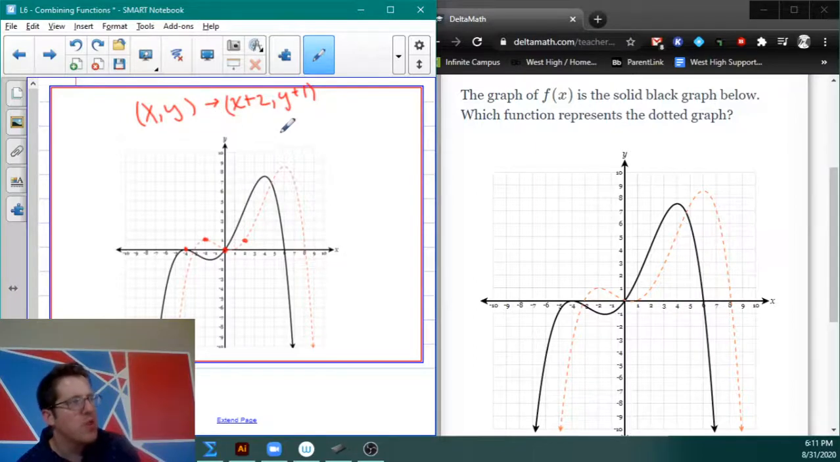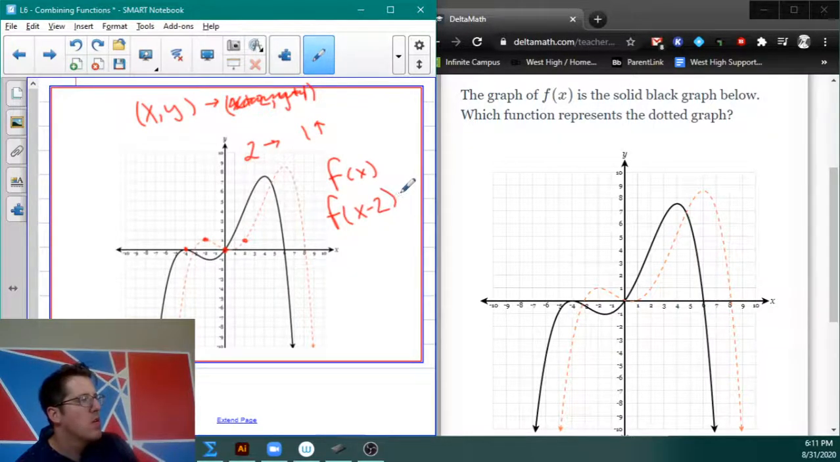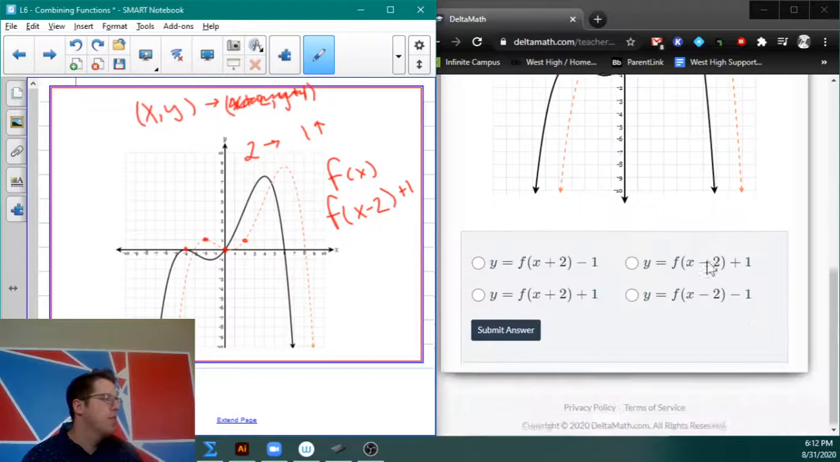But we want to use function notation. So we want to say 2 units to the right and 1 unit up. So the difference in geometry is that you're talking about coordinates, so you just add or subtract. But in algebra, that inner x change, it's inverse, it's reversed. So we're going to say f of x is going to transform to be f of x minus 2 plus 1. I think that's one of the options. Let's check.